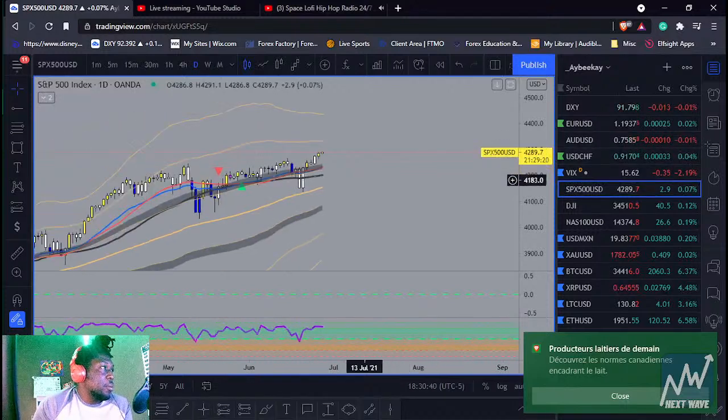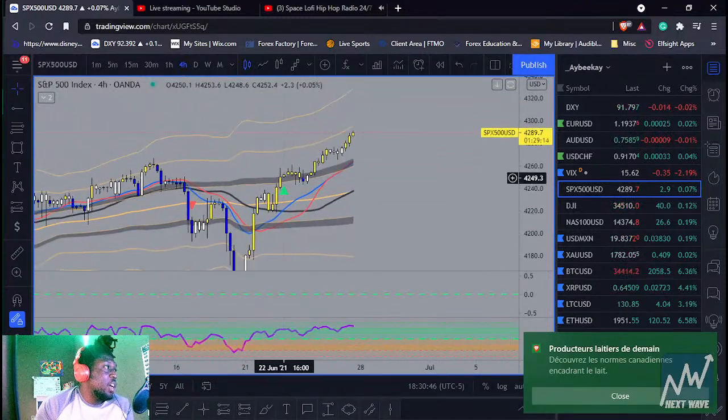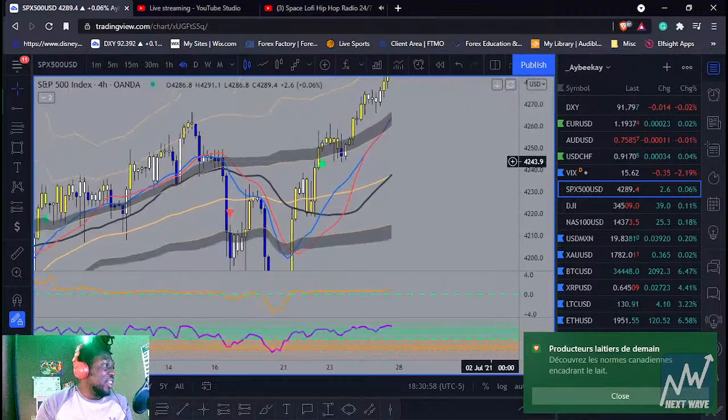Daily time frame almost called for that sell, but it never did. 4-hour time frame called for the buy, but I personally would not have bought here. That's just me, but I do like how price held above the upper danger zone, so maybe I would have, especially with all these yellow candlesticks. Yeah, I probably would have, actually. Let me not lie.